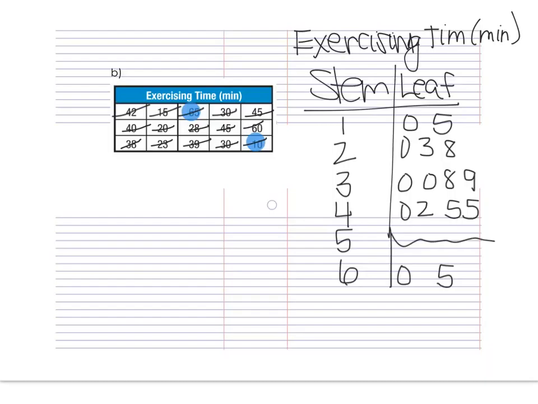And when you're ready, let's take a look at finding our key. So again, all of your stem and leaf plots need to have a key. And again, I always pick the first number in the table. So I'm going to be looking at 42. We said that the stem for 42 is 4, the leaf is 2. And 4-2 represents the number 42. So here's our stem and leaf plot for exercising time.